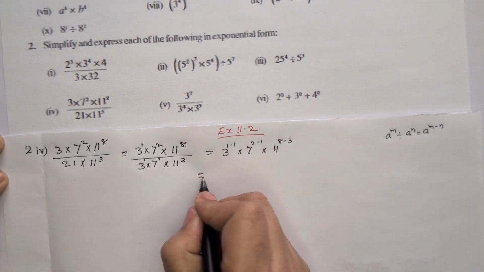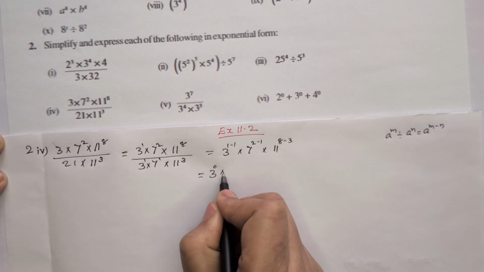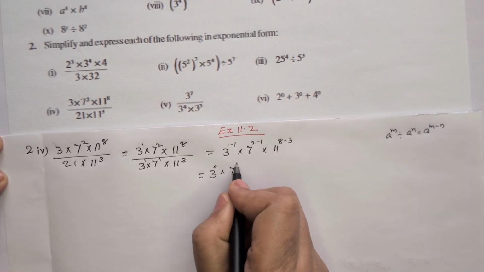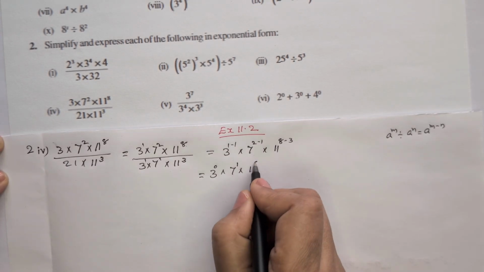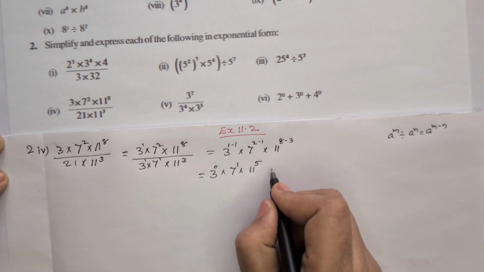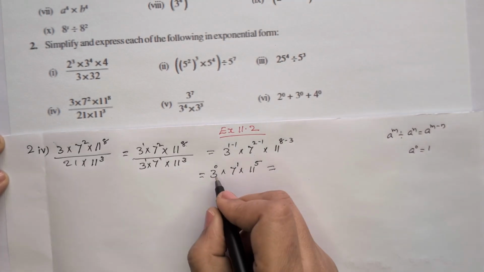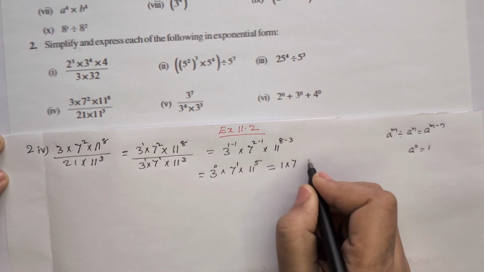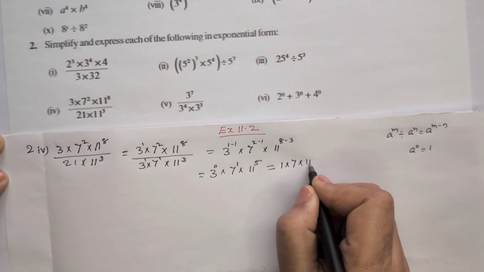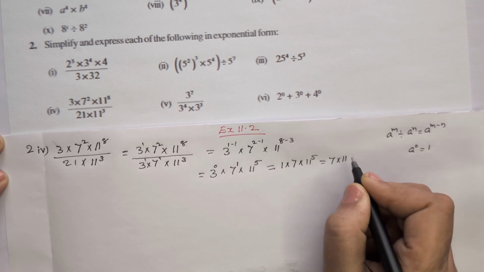And which is equal to 3 raised to 1 minus 1, that is 0, 7 raised to 2 minus 1, that is 1, 11 raised to 8 minus 3, 5. Then we can write that a raised to 0 is equal to 1. So 3 raised to 0, that also 1, into 7 raised to 1 into 11 raised to 5, which is equal to 7 into 11 raised to 5.